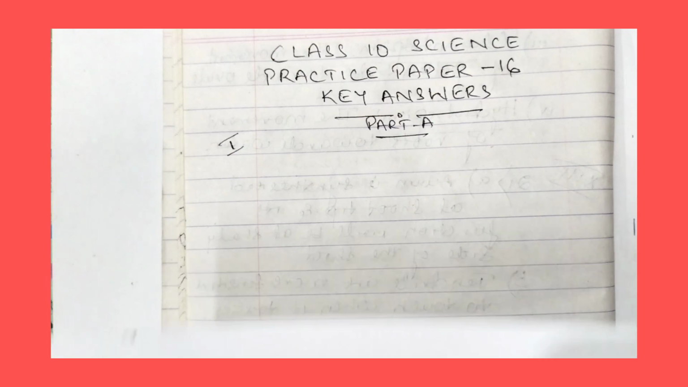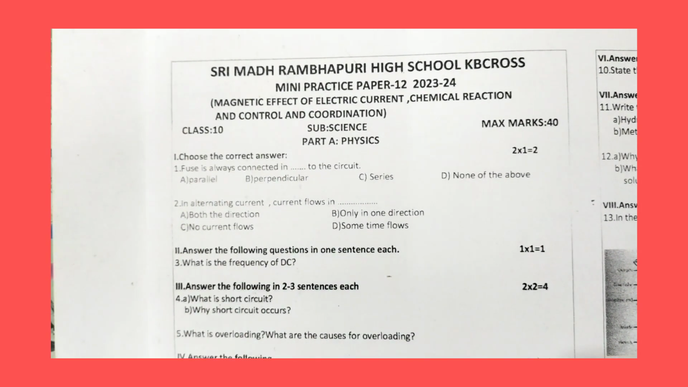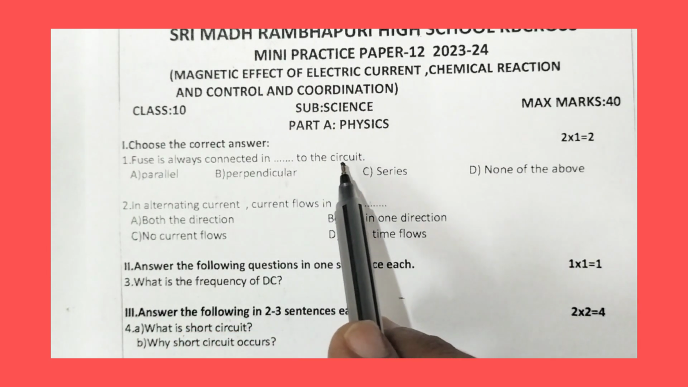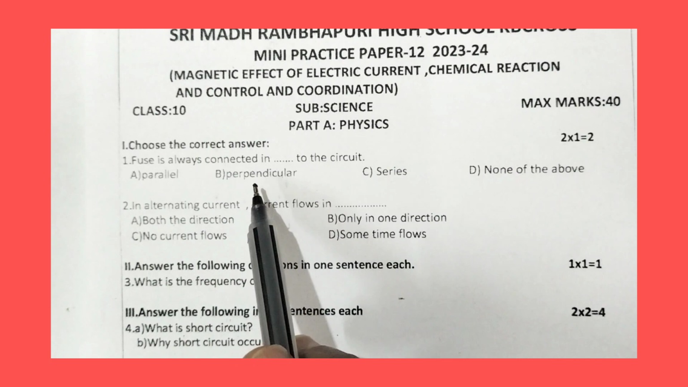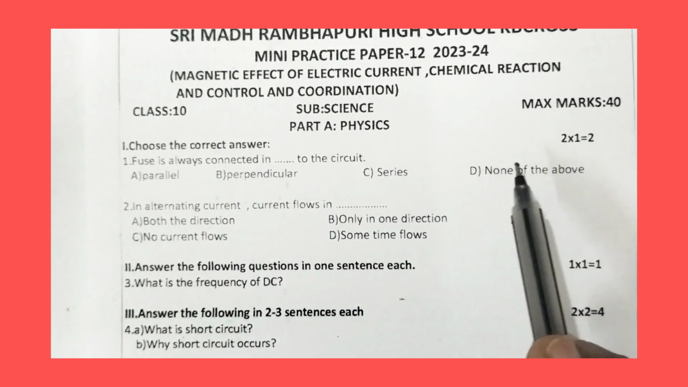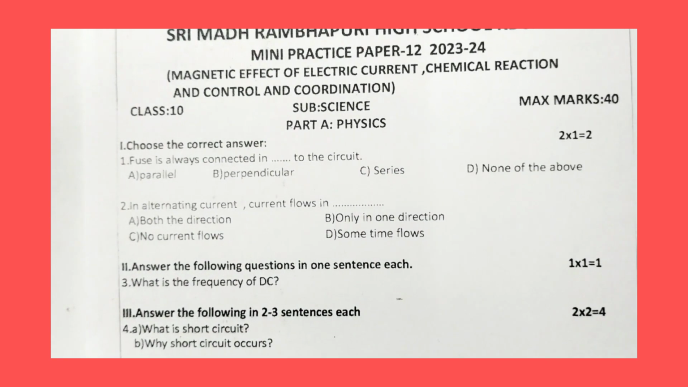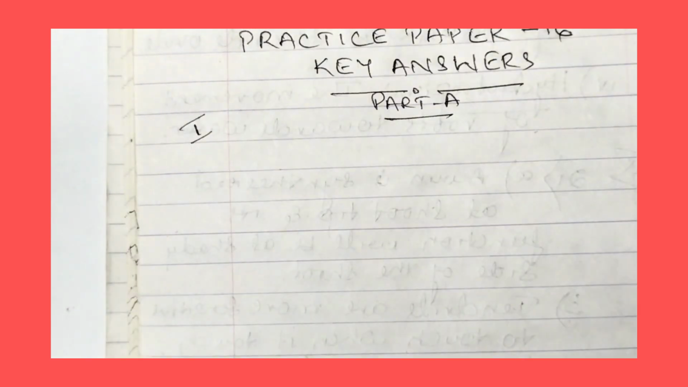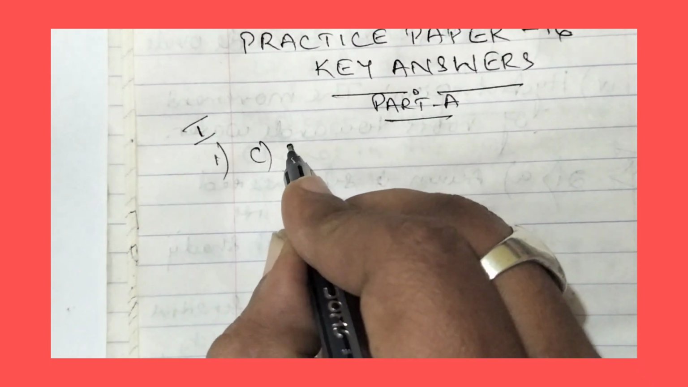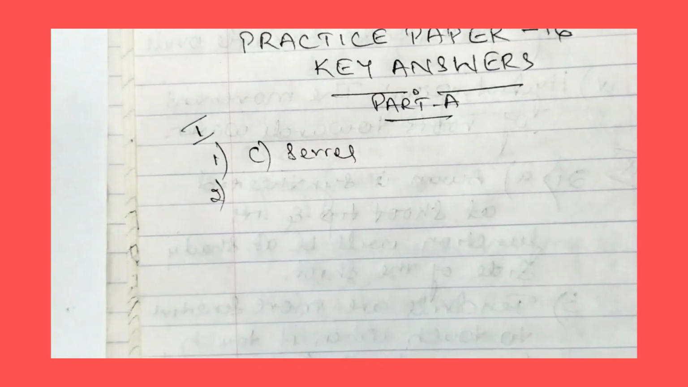The first question of part A, physics is: Fuse is always connected in dash to the circuit: parallel, perpendicular, series, none of the above. Among these four options, the right option is option C, series. Always fuse should be connected in series. So first question, option C, series. It should be connected in series to the circuit.